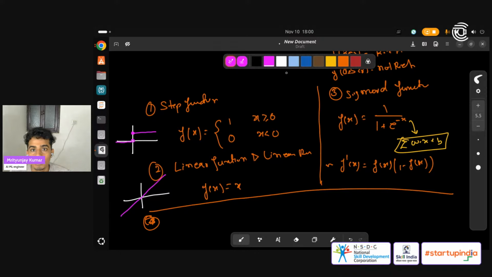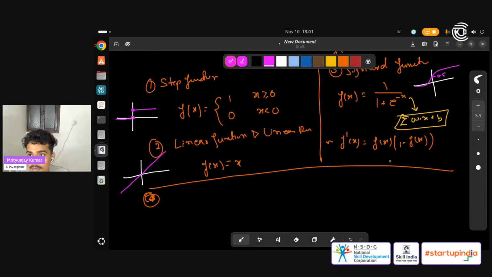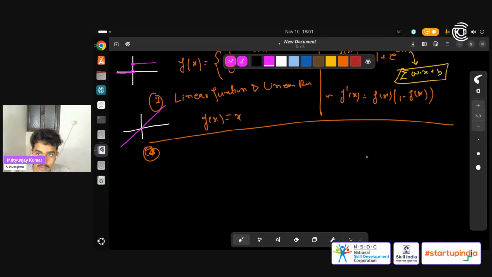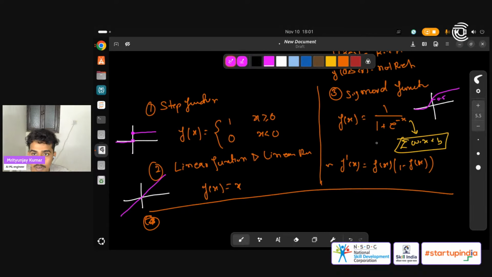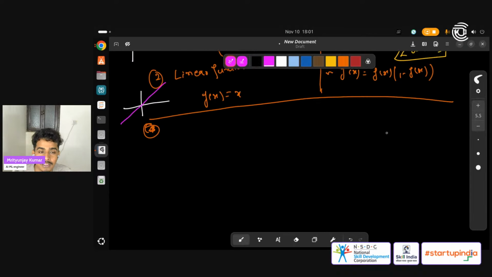In the sigmoid case, our graph is going to be like this, from 0, then 1, then here it will be 0.5. Okay, this is the sigmoid function. It is differentiable and the most used activation function for classification.